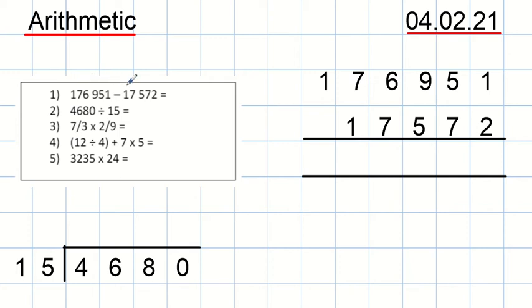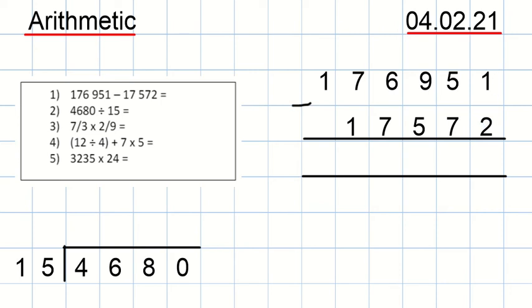176,951 subtract 17,572. Now I've set up the formal column method of subtraction here, and I've been really careful to line up the ones, tens, hundreds, thousands and the 10,000s in line with each other. If I don't get that part right, it's going to mean the rest of my calculation is incorrect. So do take your time to check the place value of the digits and that you're lining them up accurately.